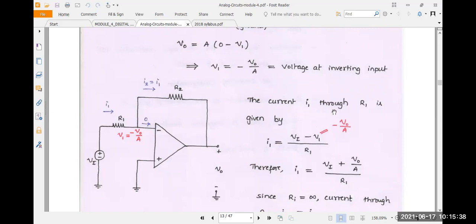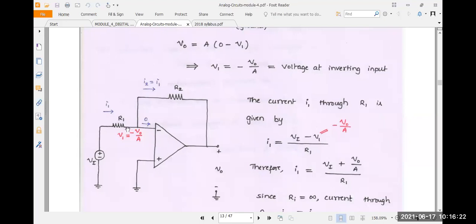Then the current I1 through the R1 resistance is given by VI minus V1 divided by R1. You take this circuit diagram. On the input side there is the R1 resistance, right? So R1 is connected to where here? VI and V1. So you can write VI minus V1 divided by R1. So current across R1 is what here? The difference in voltage, that is VI minus V1 divided by R1. You can write according to Ohm's law: I is equal to what here? V by R. So you have to take the difference in voltage because R1 is connected to both sides, right?